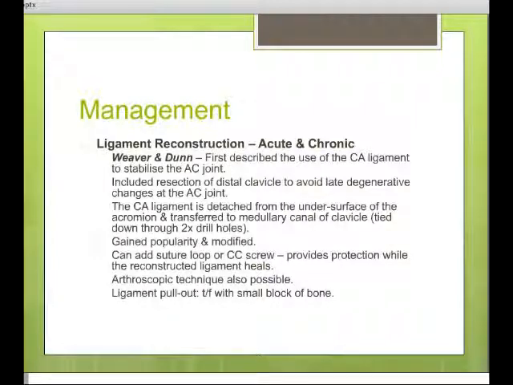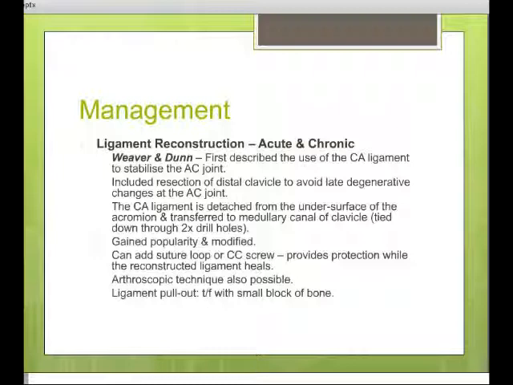in Weaver-Dunn's procedure. It included resection of the distal clavicle, and that was aimed to avoid late degenerative changes at the AC joint. The CA ligament is detached from the undersurface of the acromion, and that's transferred into the medullary cavity of the distal clavicle as it's been resected. And then two drill holes are put into the distal clavicle and attached through there.